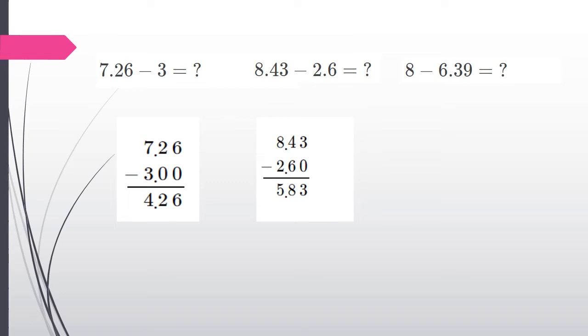The last one, 8 minus 6.38. 8 without decimals. So what do we do in this case? We say 8.00. Good, we add 0. Minus 6.38. Let's subtract from right to left. Our answer, what? 1.61. Excellent. Good job.